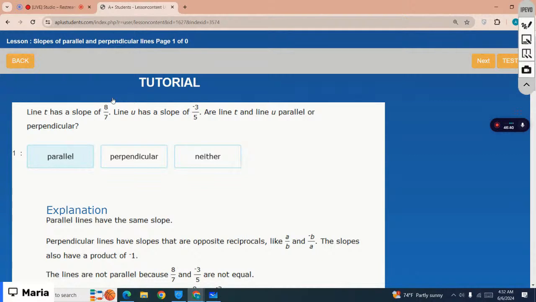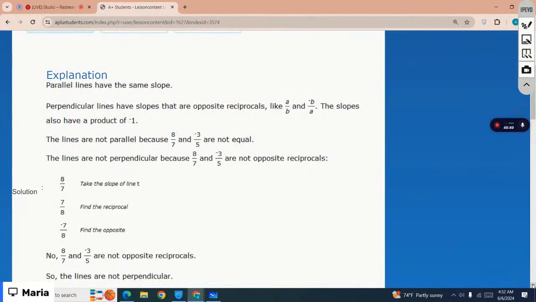Parallel lines have the same slope. If two lines are parallel, that means they have exactly the same slope, right? The other one is perpendicular lines have slopes that are opposite reciprocals, like a over b and negative b over a. So the slopes also have a product of negative 1. In the example, the lines are not parallel because the slopes are 8 by 7 and negative 3 by 5. They are different slopes.